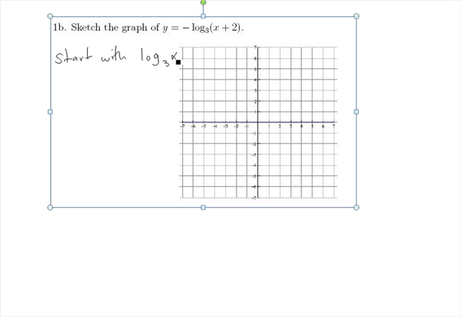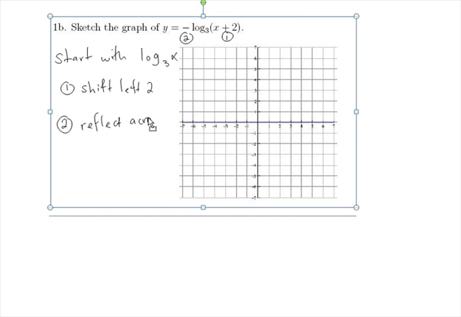So the very first thing that happens to our input x is we add 2 to it. Adding 2 inside of a parentheses directly to the x will move the graph to the left 2 units. So we'll shift left 2. And then the next step is going to be to take care of this negative. Since the negative is on the outside and not directly in front of the x, this negative will correspond to a reflection across the x-axis. So we'll reflect across the x-axis.